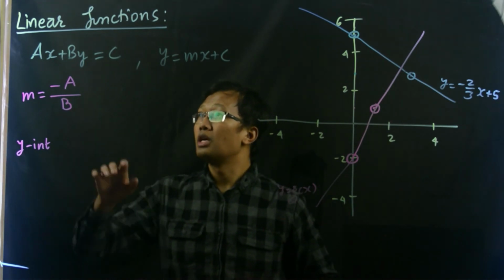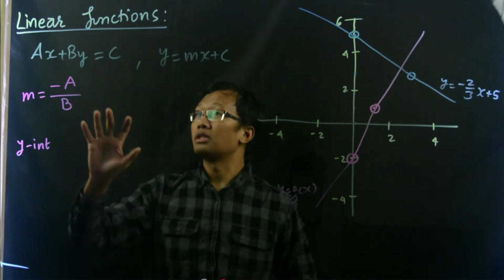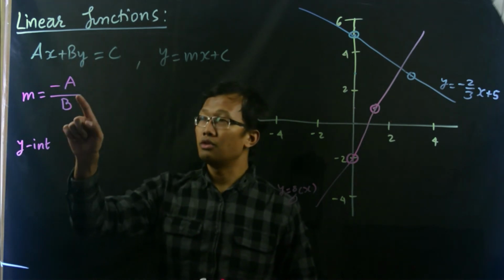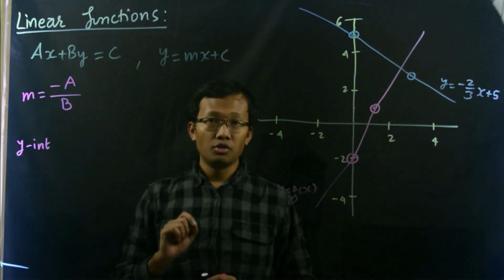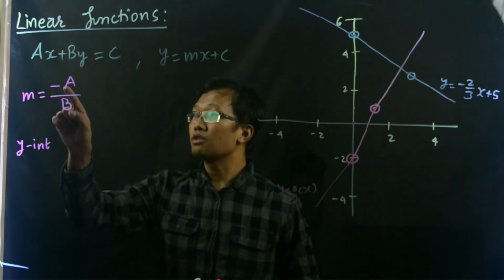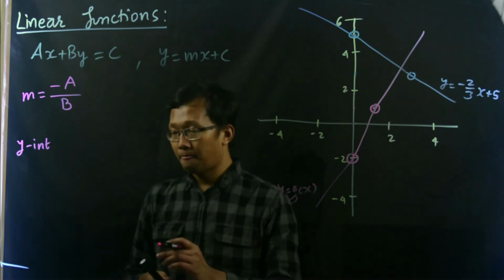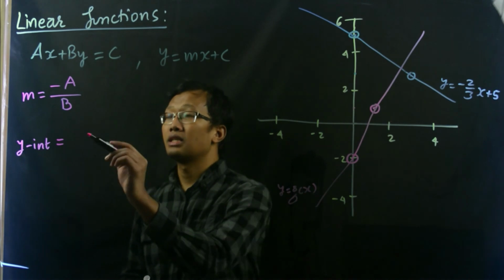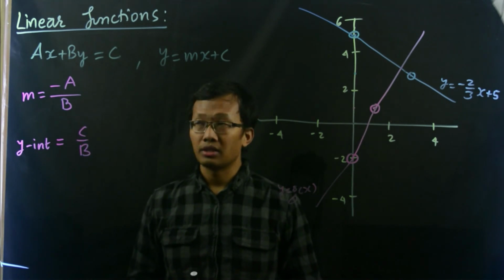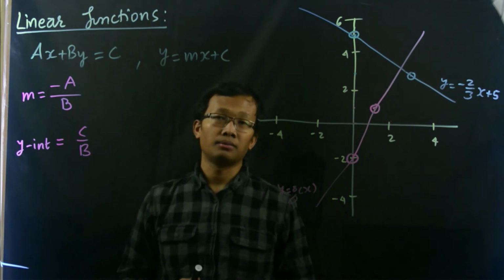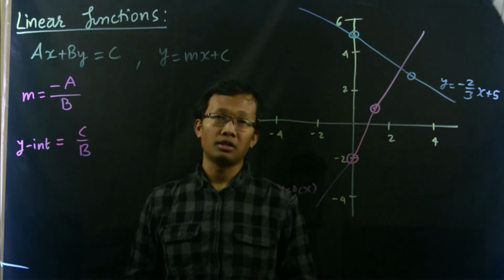If you want to convert this equation to slope-intercept form, you just consider the slope: m equals negative x coefficient, which is a, over y coefficient, which is b. And the y-intercept is c over b. Then using these two facts of the straight line, you can easily graph the equation of the straight line.